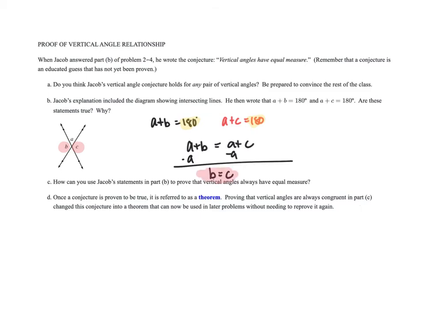Since this is proven to be true, it is referred to as a theorem, proving that vertical angles are always congruent. We changed this conjecture, an observation that we made, into something that we have proven, and now we can use that in later problems without needing to prove it again.